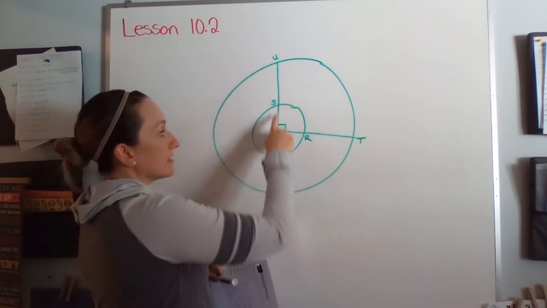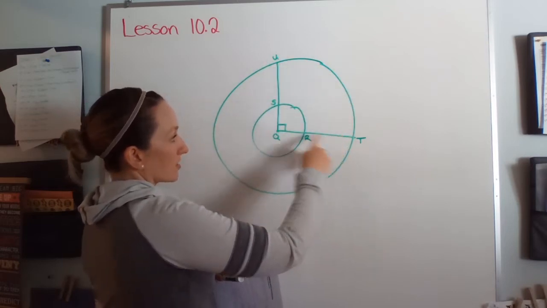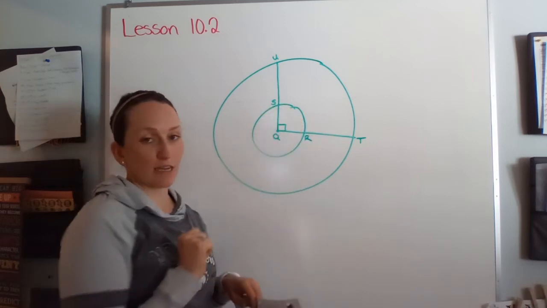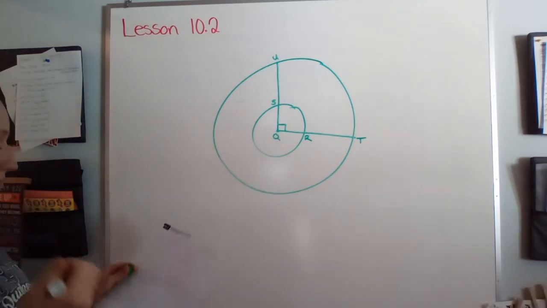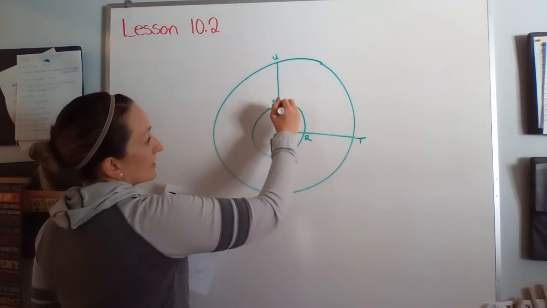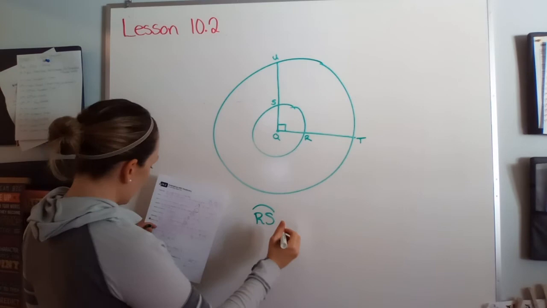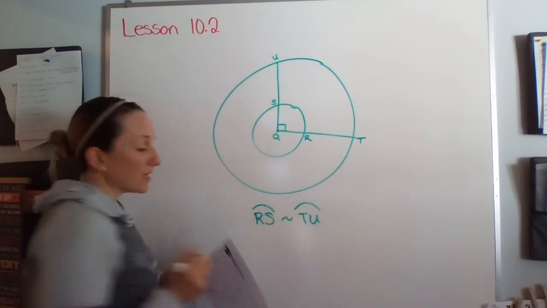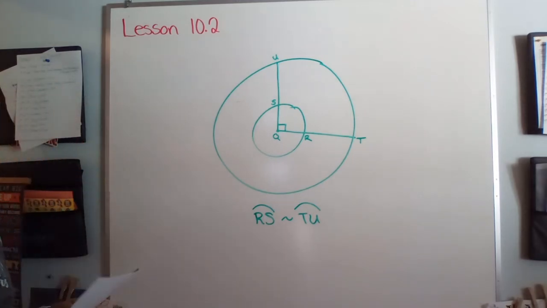Now, yes, this central angle is 90 degrees, so the arc is also 90 degrees. This central angle of the small circle is 90 degrees, so this arc is 90 degrees. But we know that the arcs are not congruent to each other because the circles are not congruent to each other. But I can say that arc RS is similar to arc TU. Okay, they're not going to be congruent to each other because the circles themselves are not congruent. The circles are similar. Okay.